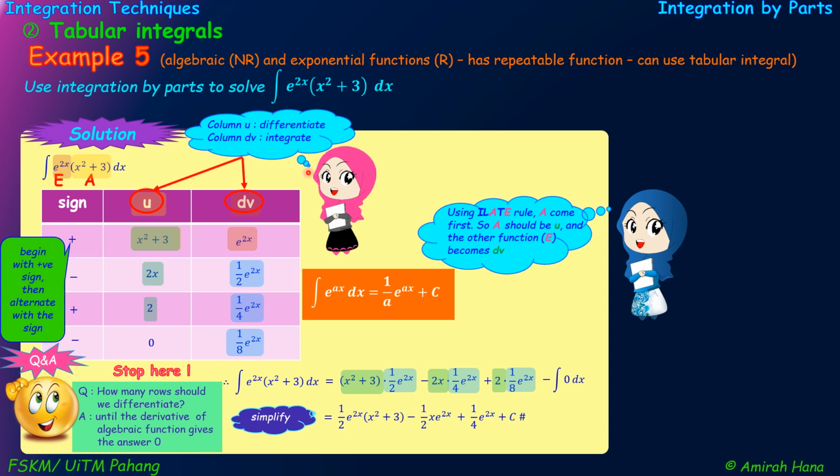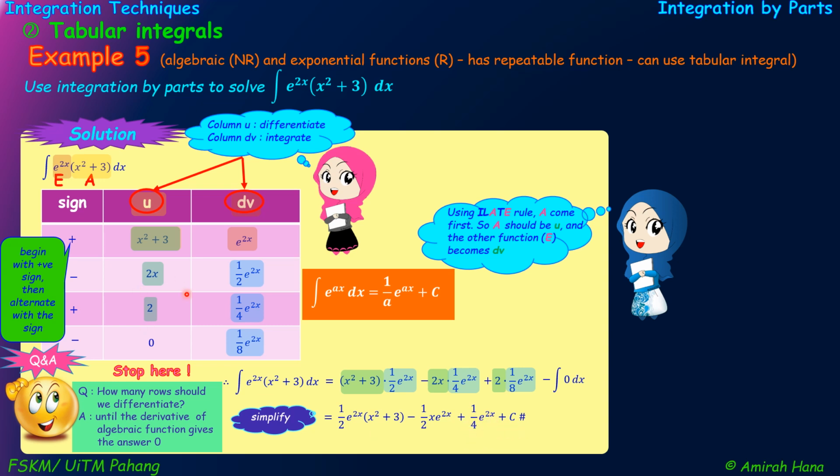When we integrate e to the power of 2x times x squared plus 3 dx, the answer equals half e to the power of 2x times x squared plus 3 minus half x e to the power of 2x plus 1 over 4 e to the power of 2x plus c.